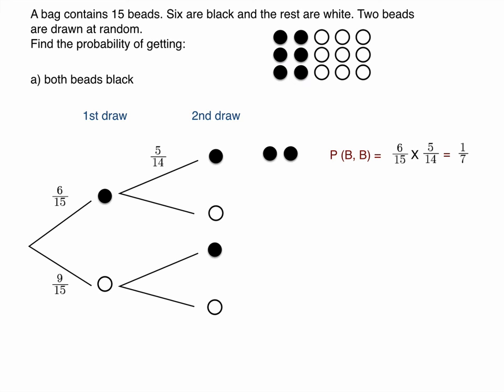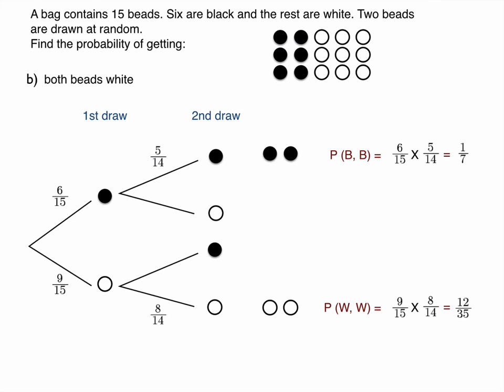If you're after both beads white, which is just changed to ask, and that should say part B, both beads white, then there's that event, and there's the other probability we need, and there's the answer.